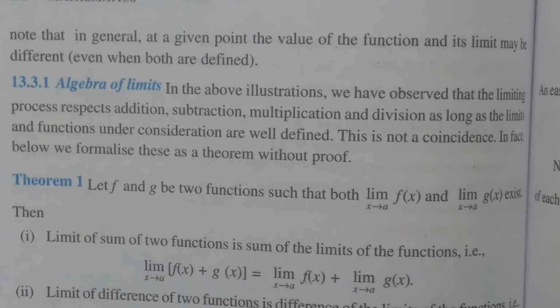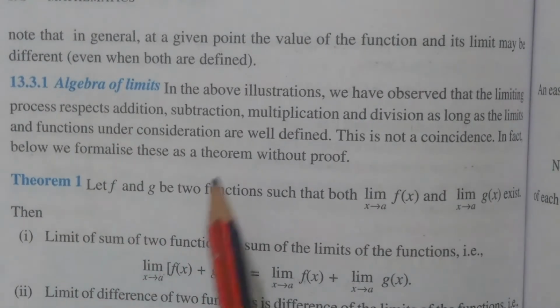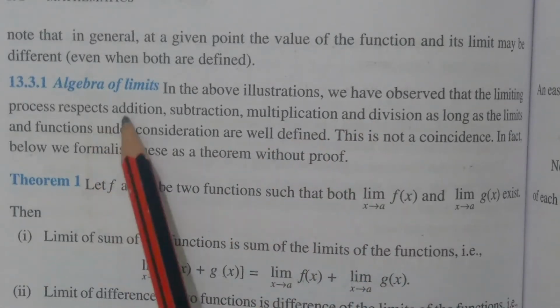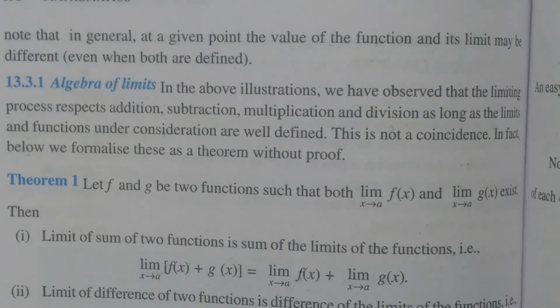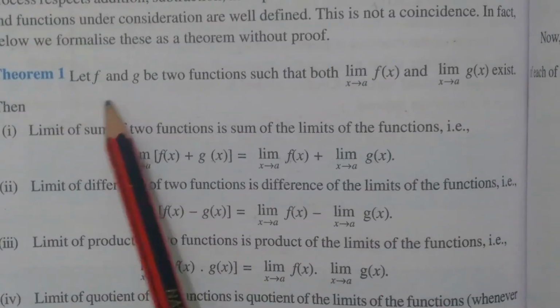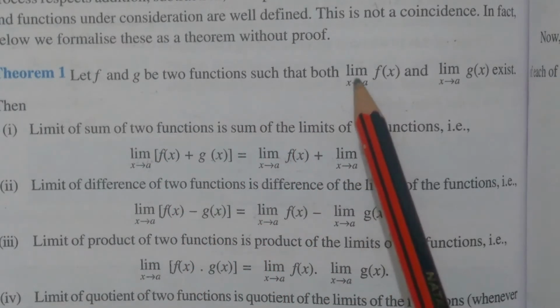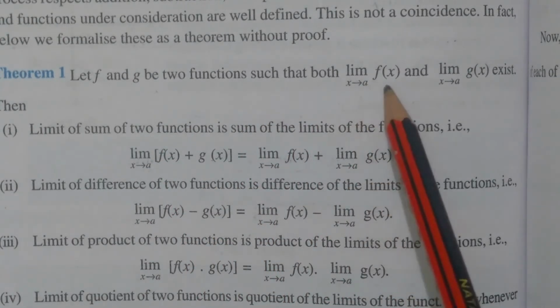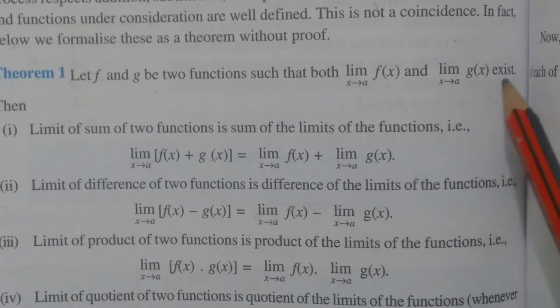Now we shall discuss the algebra of limits. What is the algebra of limits? This is addition, subtraction, multiplication and division. Okay, so let us see this theorem. Let f and g be two functions such that both limit x approaches to a of f of x and limit x approaches to a of g of x exist.